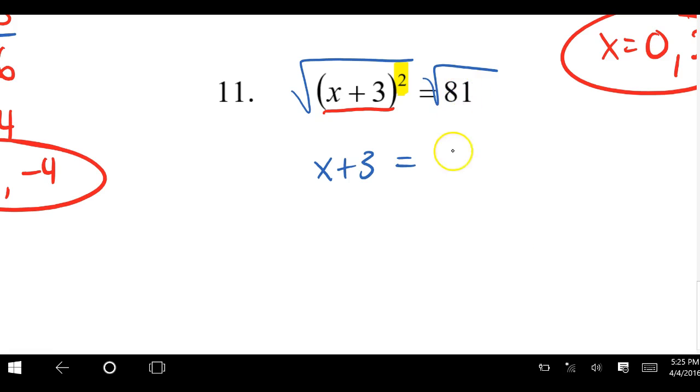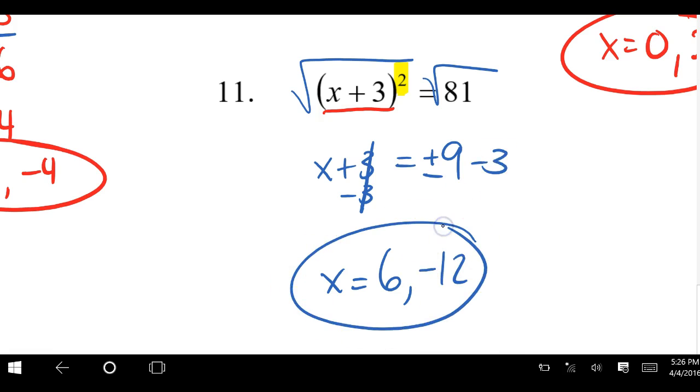And when I square root 81, that's 9, but then don't forget, when I square root a number, there's both a plus and a minus solution. But now, I need x to be by itself. My answer is going to be x equals, not x plus 3. So I need to get rid of this 3 by subtracting the 3. And now, I'll have two possible solutions. The first one's going to be positive 9 minus 3, which is 6. And the second solution is going to be negative 9 minus 3, which is negative 12. Okay, that's it.